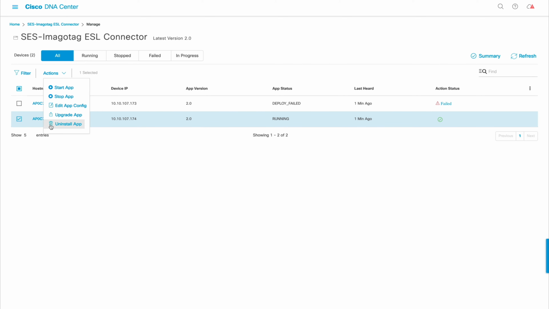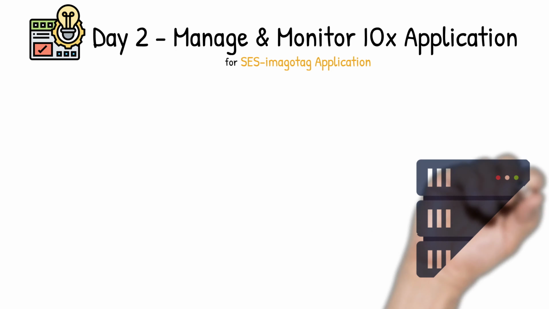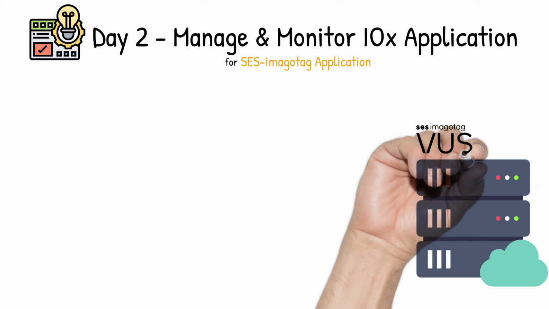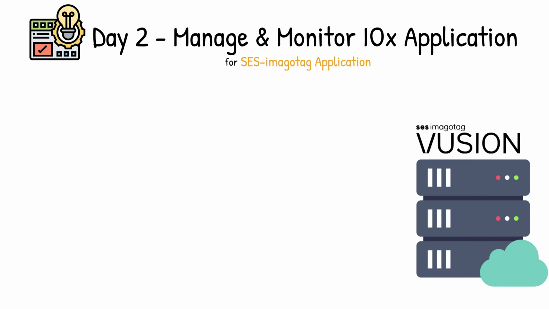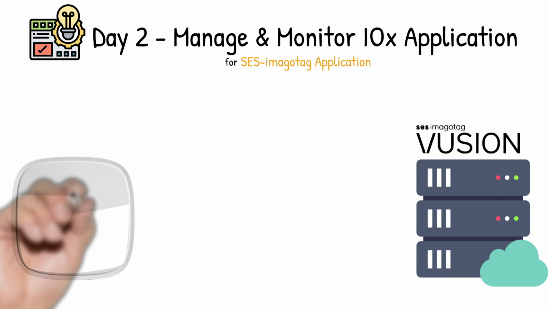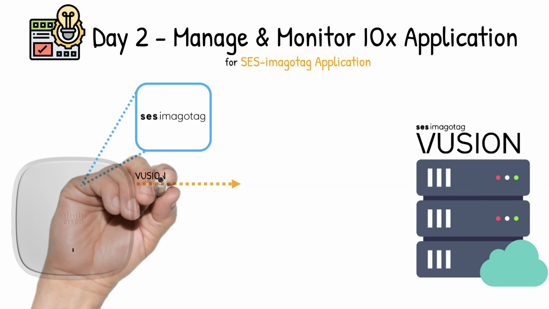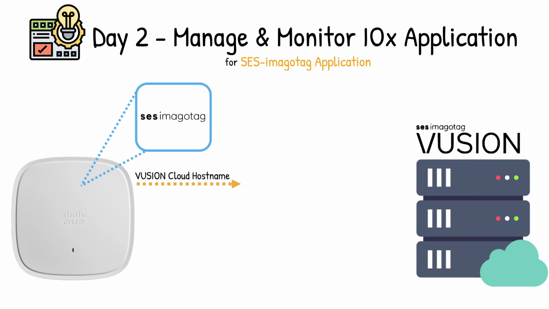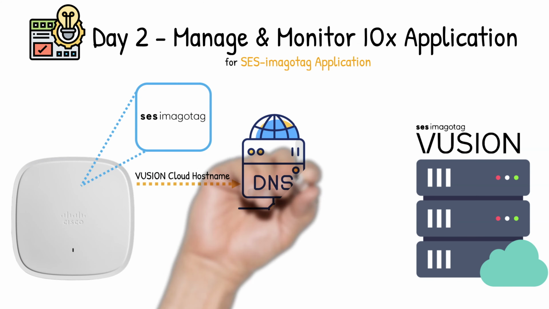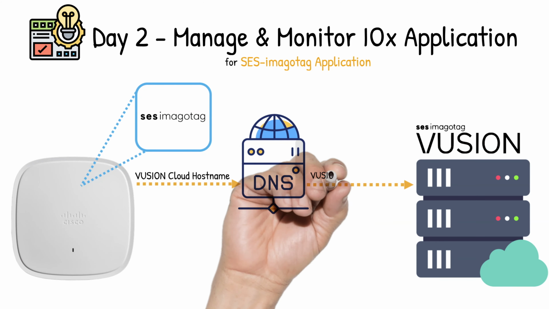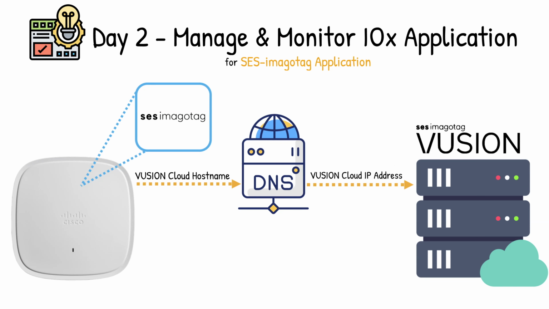One example I can provide is for the case of SES Imagotag. The SES Imagotag application server is called Fusion Cloud, and as the name has it, resides in the cloud. After the application is deployed onto the access point, it'll automatically know which host to reach out to. Through the network's DNS server, the application will be able to resolve the Fusion Cloud hostname into an IP address and discover the application server like that.